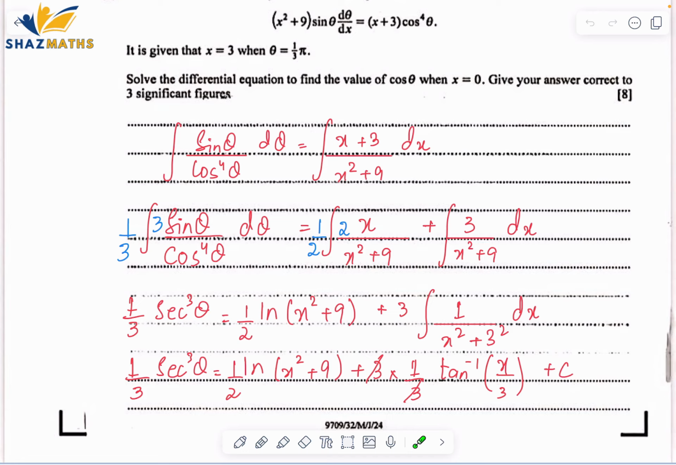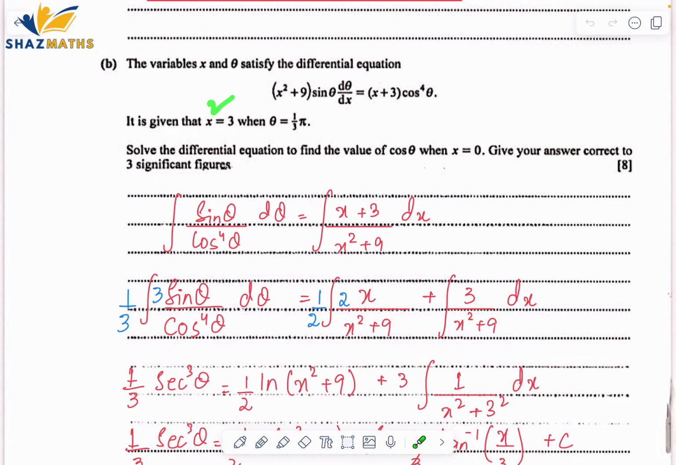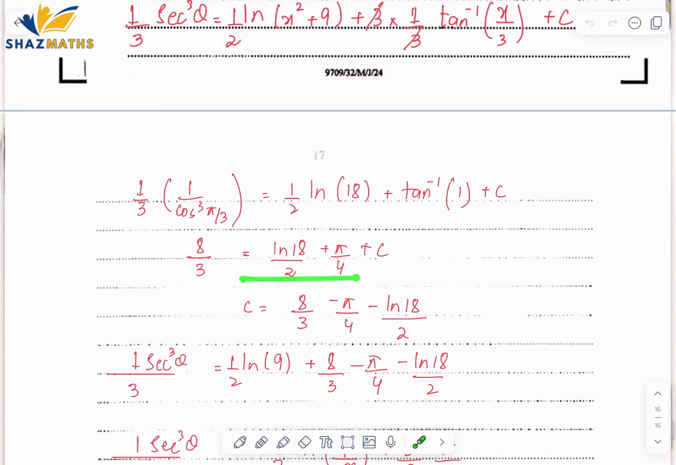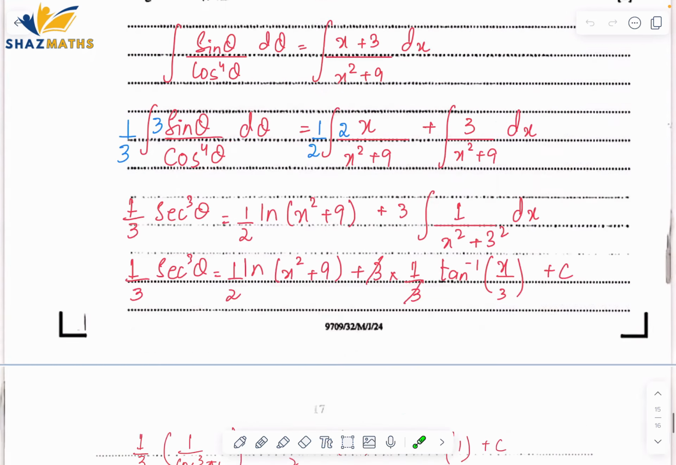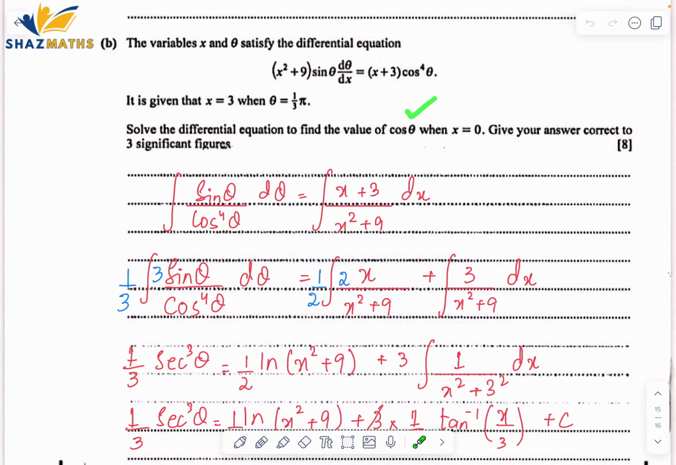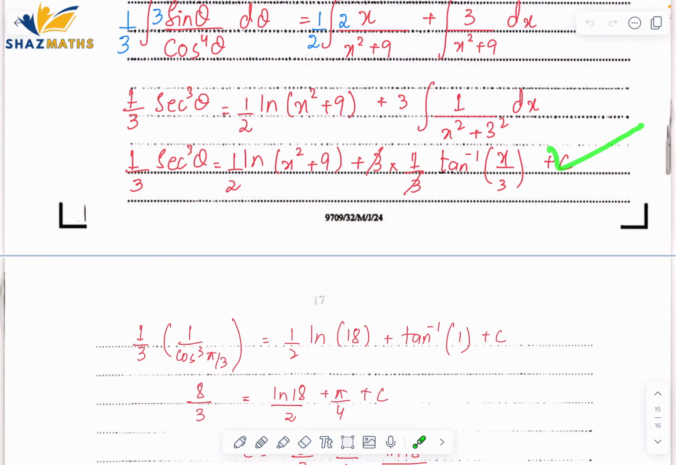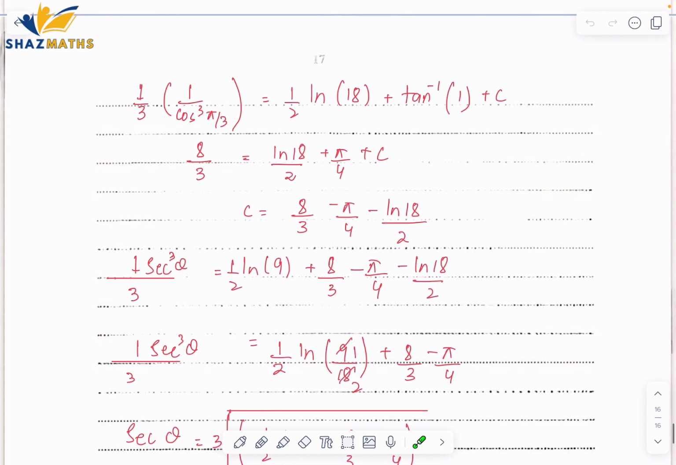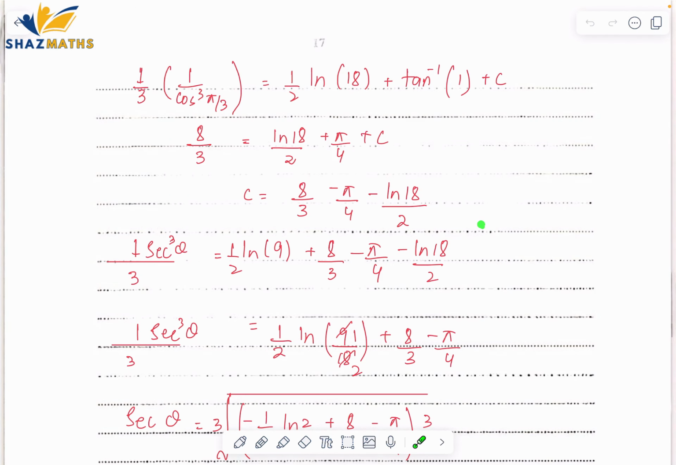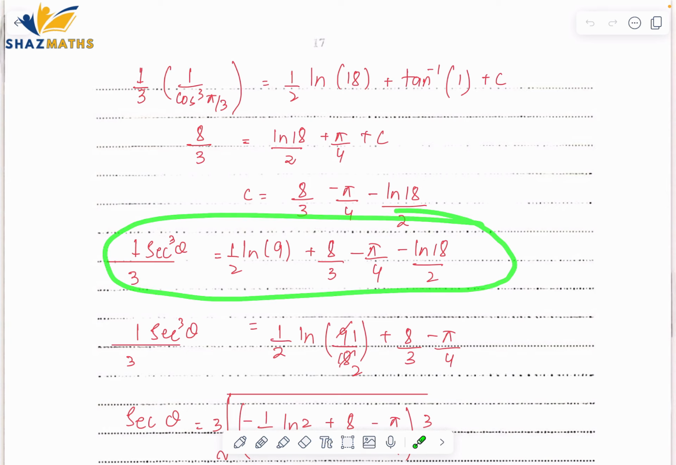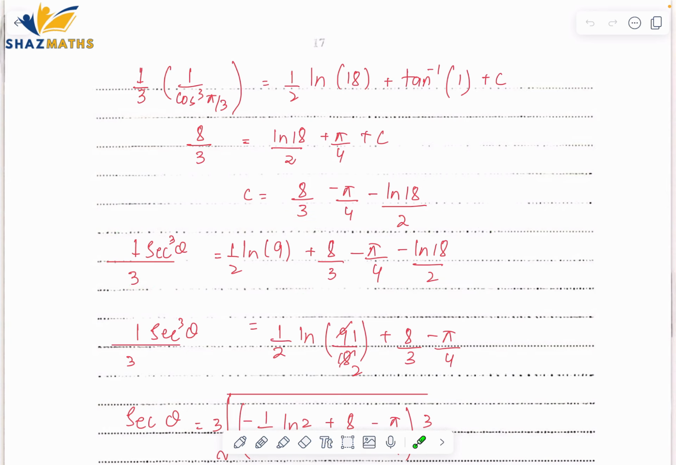How will we find the constant of integration? We'll use the values of x as 3 and theta as pi by 3. So after putting the values, c will come out to be 8 by 3 minus pi by 4 minus ln of 18 by 2. In the question, we had to find the value of cos theta when x was 0. So we'll put the value of x as 0 in this equation. So it will become 1 over 3 secant cubed theta equals 1 over 2 ln of 9 plus 8 by 3 minus pi by 4 minus ln of 18 by 2.